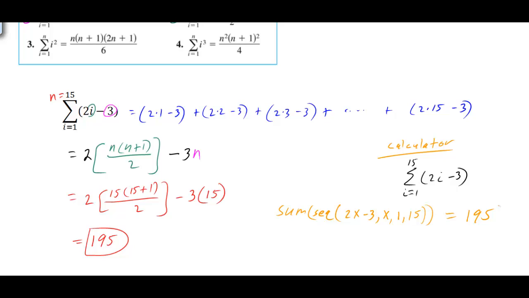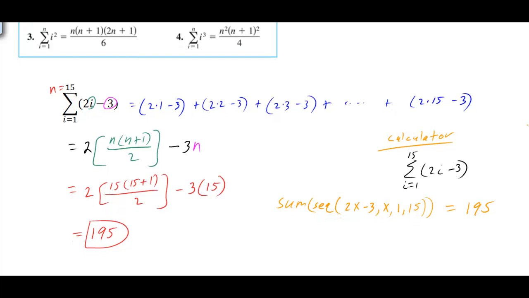So if you don't get the nice little sigma notation, if you just get sum sequence, you simply type in the expression, comma, variable, comma, lower limit, comma, upper limit, and make sure you close the parentheses. Okay, so this will work very well as long as you have your lower limit and an upper limit.